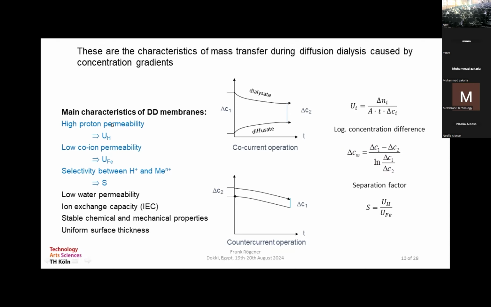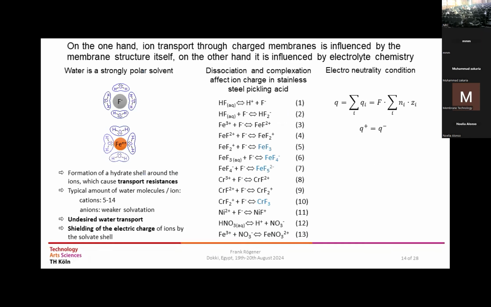That's the proton permeability or diffusion coefficient, which in literature is denoted as U. We want to achieve a low co-ion permeability, that's the metal ions that should be rejected. And we should also have a high ratio between the proton transfer and the metal transfer, and that's referred to as the selectivity. There are some other important parameters, but I will refer only to these in the next slides.